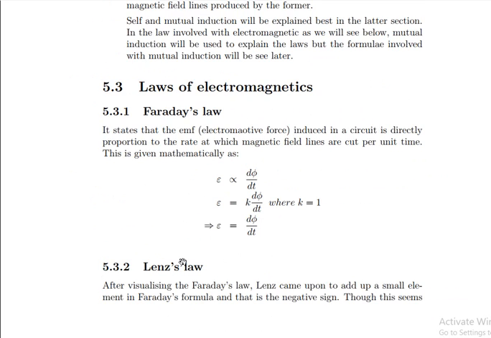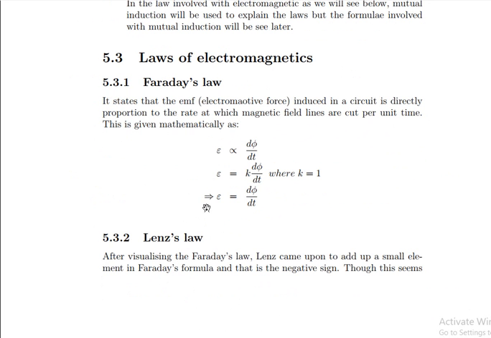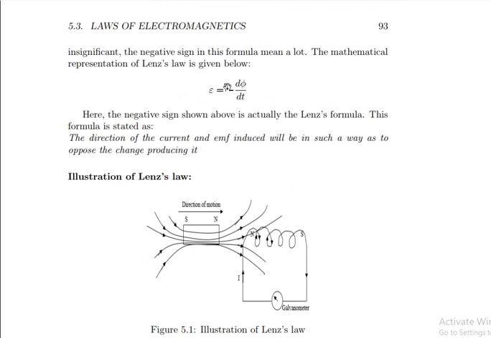Now let's visualize Lenz's law. Lenz's law is only a slight modification of Faraday's law, just by adding a negative sign here. So it's just saying that the EMF is going to be equal to negative d phi over dt, as shown here. But this negative sign has a very high implication when it is explained qualitatively. So what's the meaning of this negative sign? Lenz's law, via this negative sign, states that the direction of the current and the EMF induced will be in such a way as to oppose the change producing it.